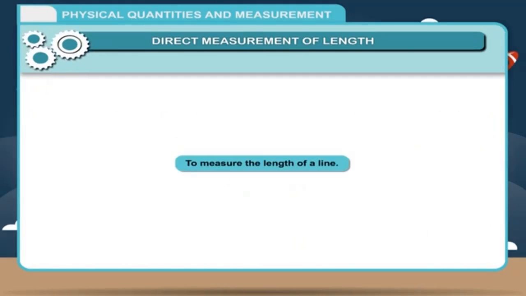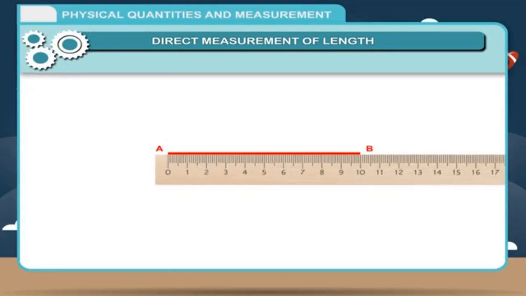Activity: to measure the length of a line. Place a scale along the line AB such that 0 on the scale coincides with point A. Note down the reading on the scale which coincides with point B. This reading gives you the length of the line AB.